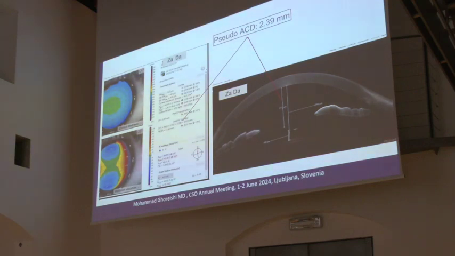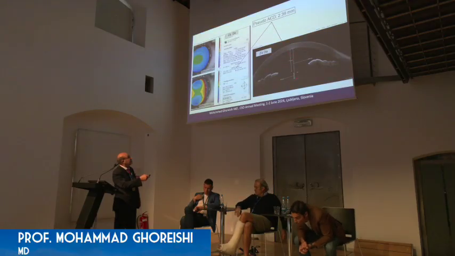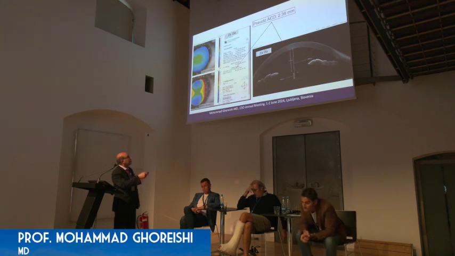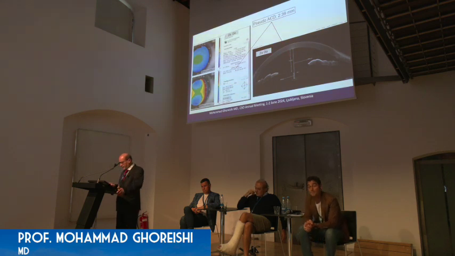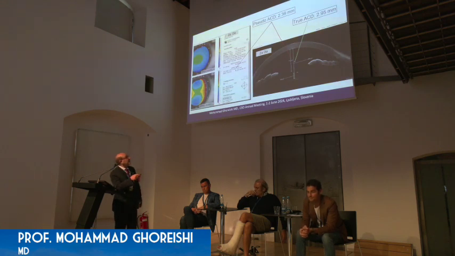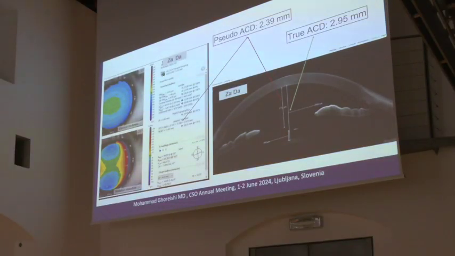So here, if you look at the anterior chamber, the automatic measurement gave 2.39. This is the anterior chamber depth, but the actual anterior chamber depth is 3 point something. This is a false, pseudo anterior chamber depth, because the machine thought that this is the anterior part of the lens, so it measured this one. So it doesn't measure correctly. You have to fix that. And this is the actual, real anterior chamber depth.